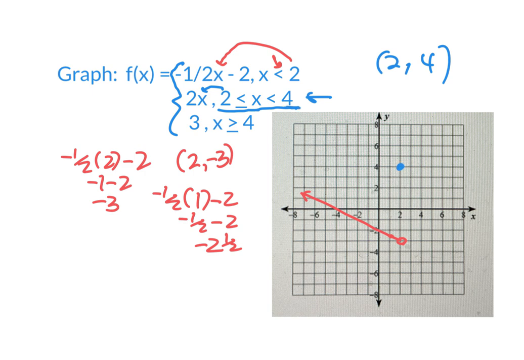Now I'm going to plug in the 4. If I plug in 4, 2 times 4 is 8. Plugged in 4, I got 8. So I'm going to go to 4, 8, all the way to the top up here.